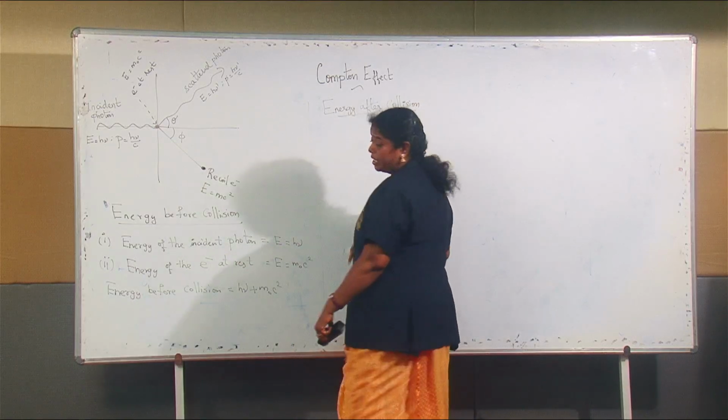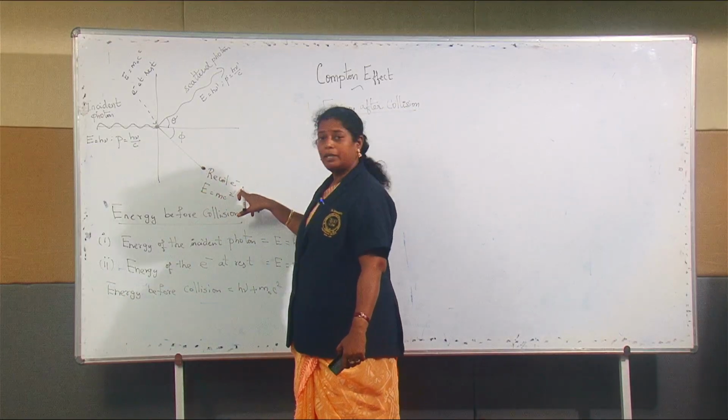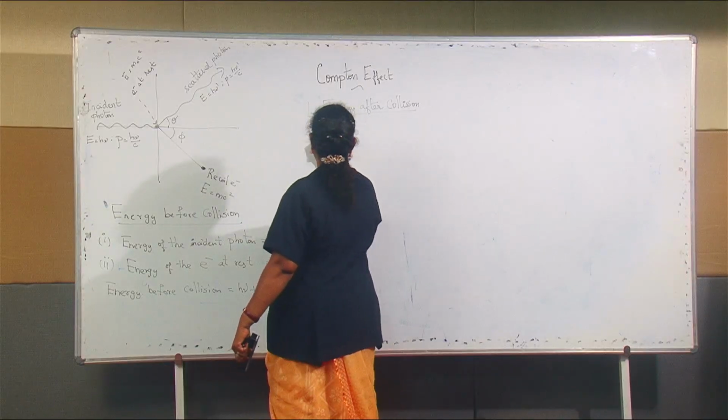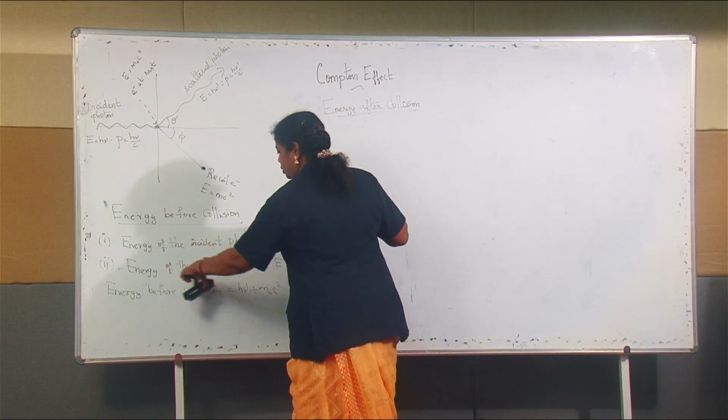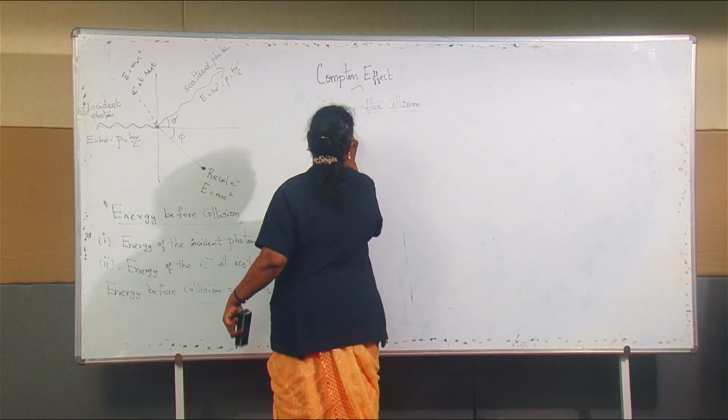The next heading is energy after collision. So, what happened after the collision? The electron is recoiled and the photon is scattered. So, the first one is the energy of the incident photon. Similarly here, it is the energy of the scattered photon.